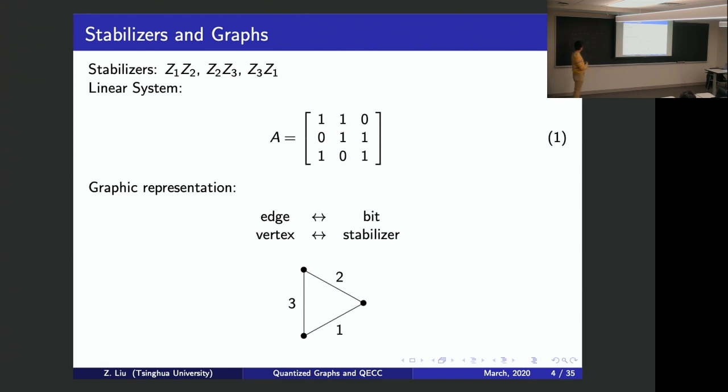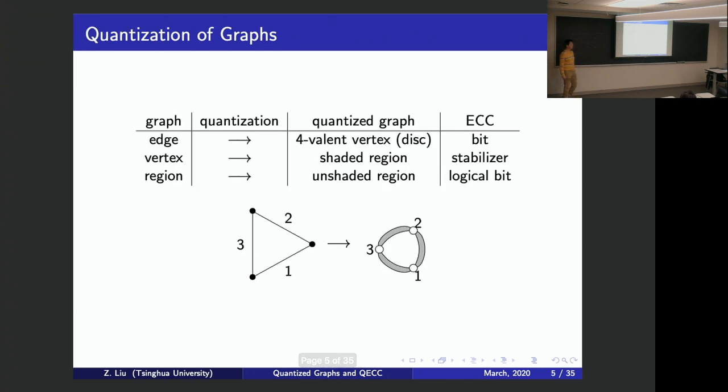Now, later I will show you how we quantize this concept, this linear system, algebraically, and how to quantize this graph pictorially. And then show you these two concepts are compatible after the quantization. So first, let's see how we quantize the graph. This pictorial transformation is actually simple and is known on a purely graphical level.